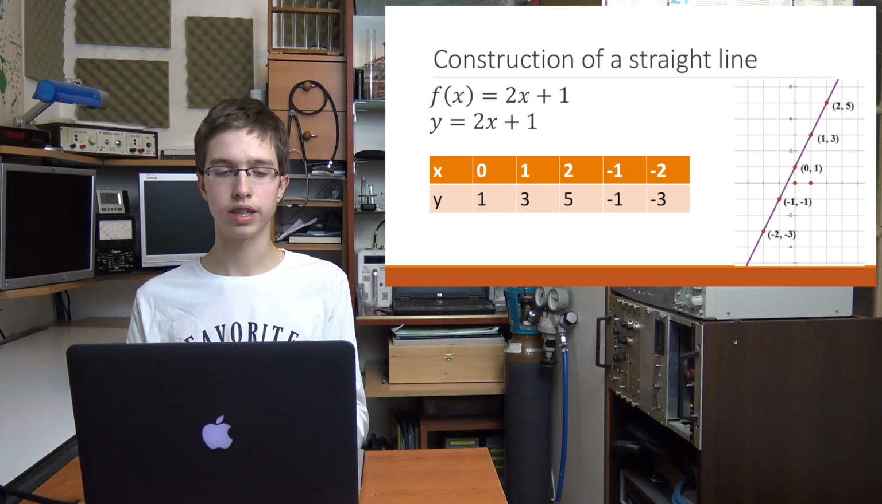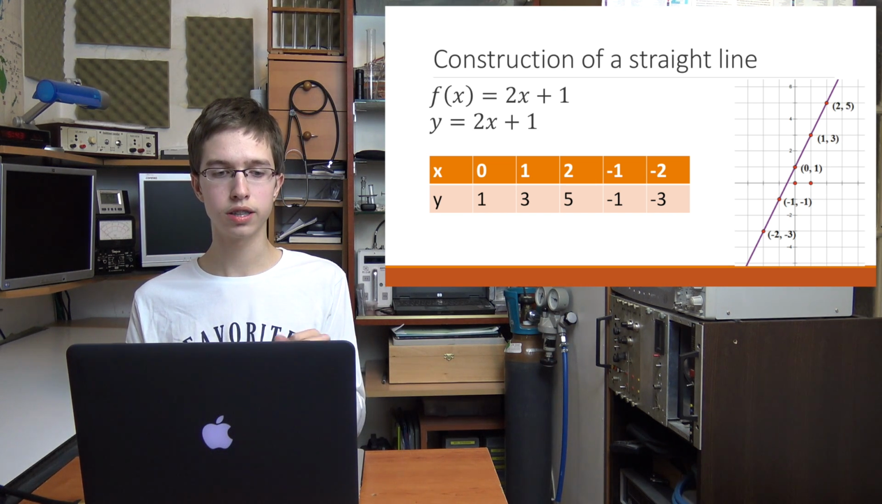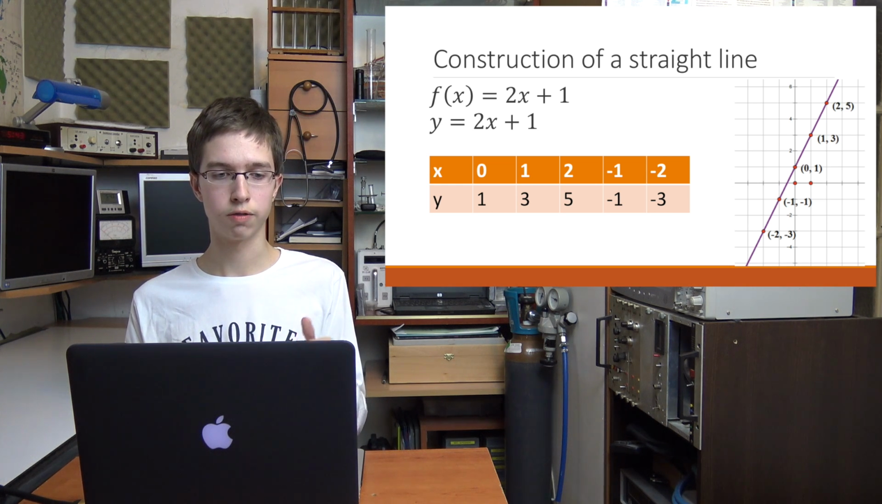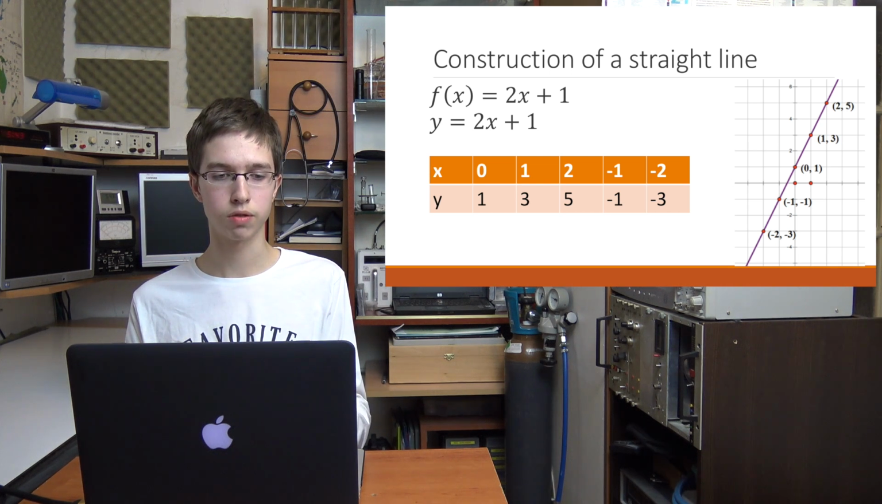How to construct a straight line? If we have a linear function or straight line equation, then first we have to take two x coordinates of two points whose y coordinates we'll calculate. But we can also take more than 2. So here we've taken 5 x coordinates and for each of them calculated y coordinates. So 5 points through which we construct the graph of that straight line. For example, if we take x equal to 1, then y is equal to 2 times 1 plus 1, which is 3.